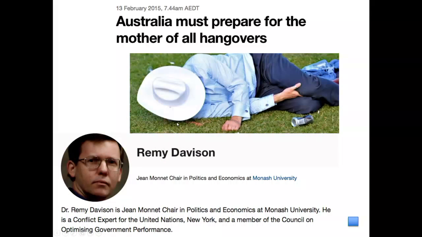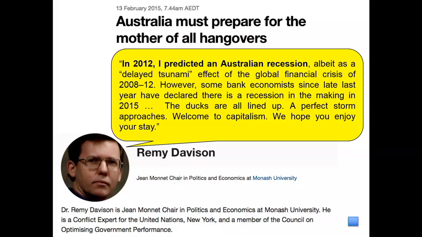And then you have Remy Davison saying Australia must prepare for the mother of all hangovers. He's the Jean Monnet Chair in Politics and Economics at Monash University. He's a conflicts expert for the United Nations and a member of the Council of Optimising Government Performance. He made this prediction back in 2012.